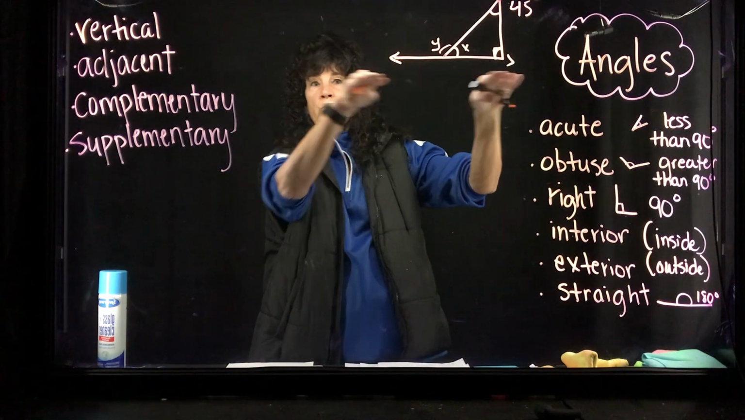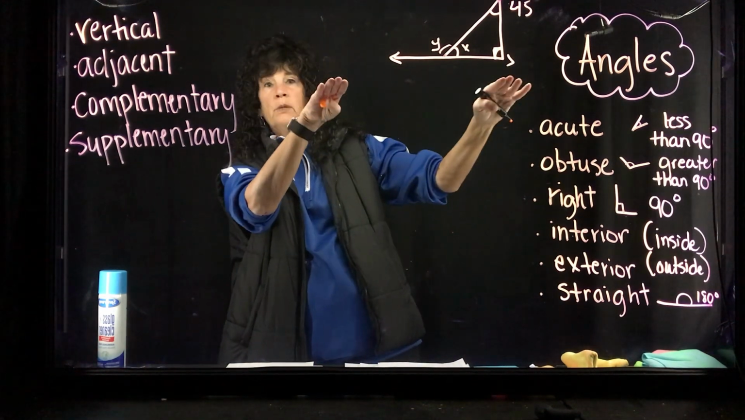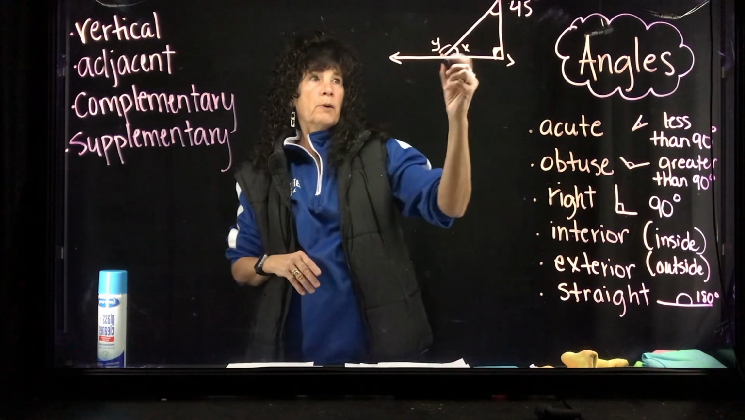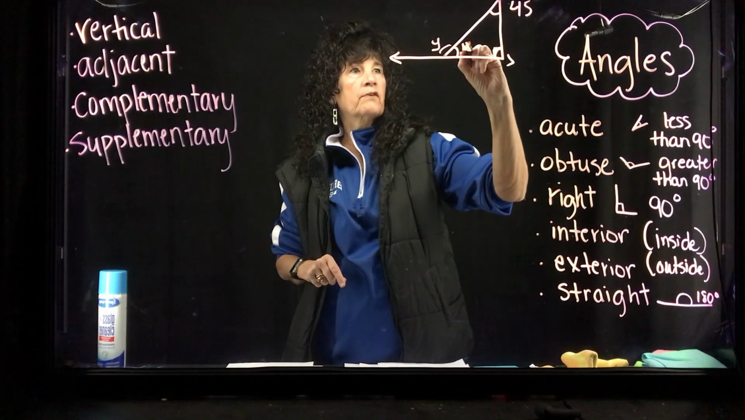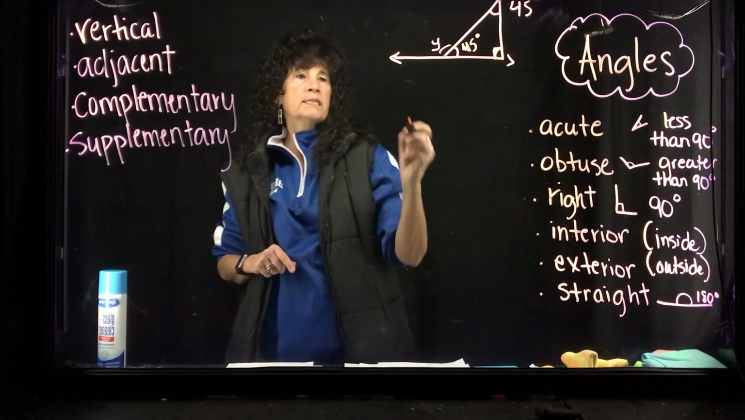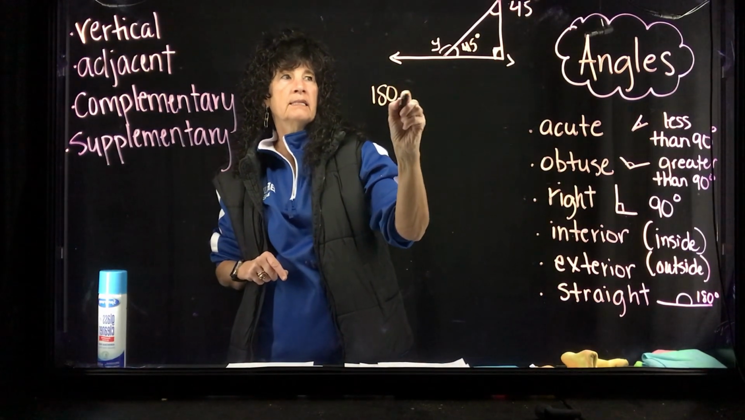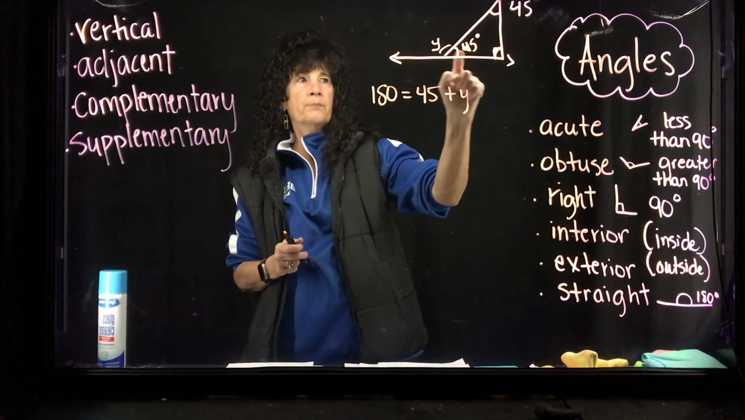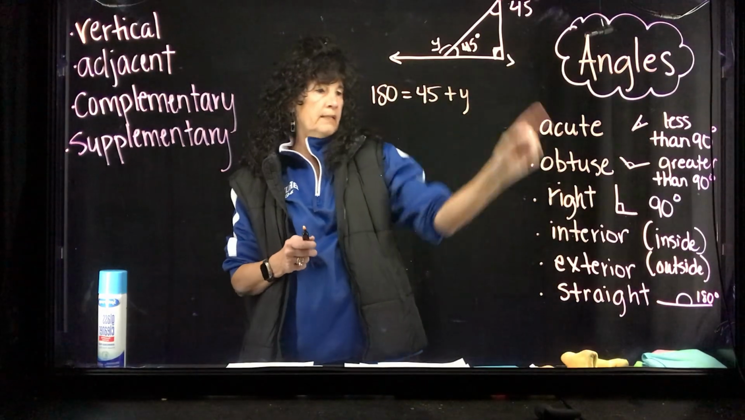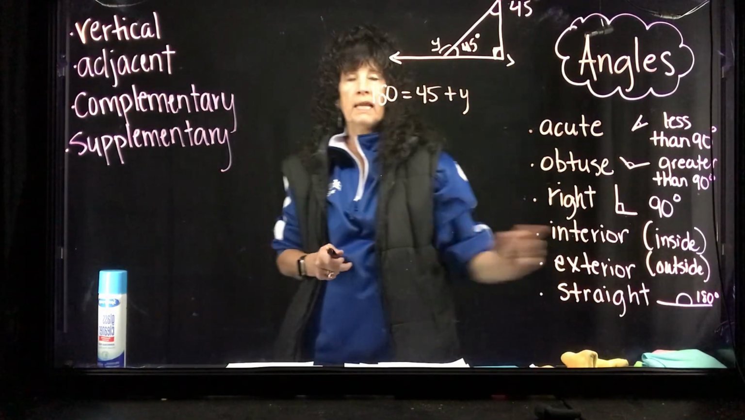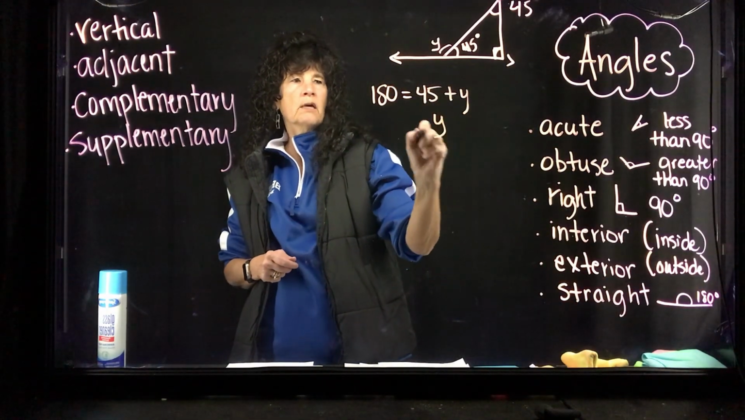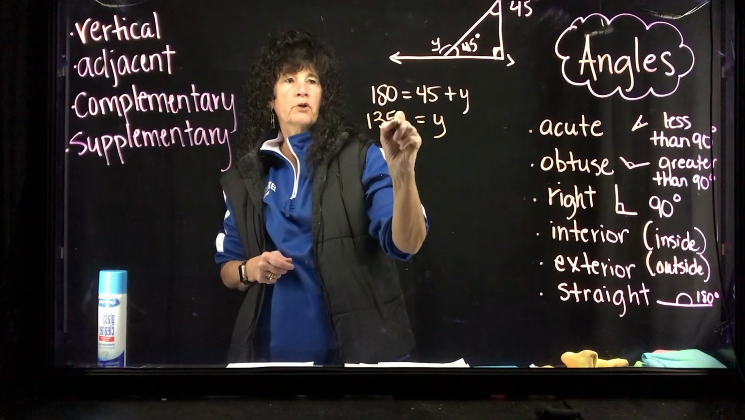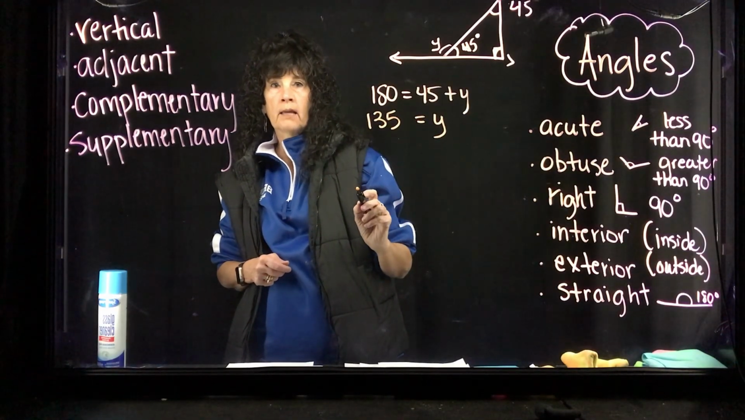So I know a straight line value is 180 degrees, so I could say, let me put the 45, I already figured that out, I could say that 180 is equal to 45 plus y. Y plus 45 is a straight line. A straight angle is 180 degrees, which means that y is equal to 135 degrees, okay?